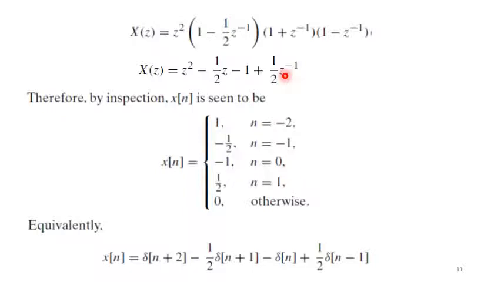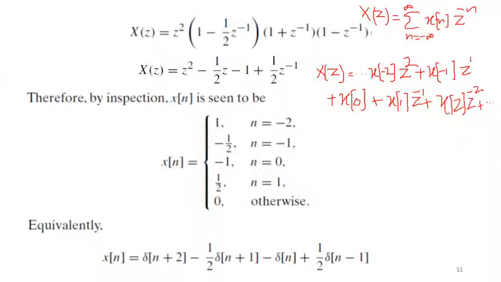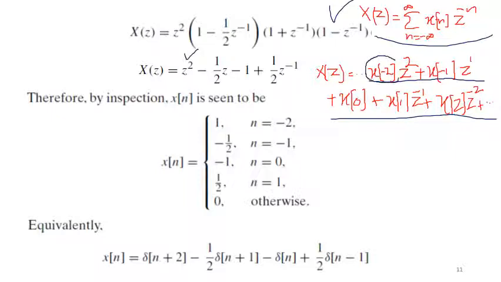So let me write again. I have written the equation for the Z transform, and if I expand it from -infinity up to infinity, a few terms I have written here. Now if we compare the corresponding terms, we have z to the power 2, and the z^2 term has coefficient equal to 1, so that means x[-2] has value of 1, so I can write 1 here.